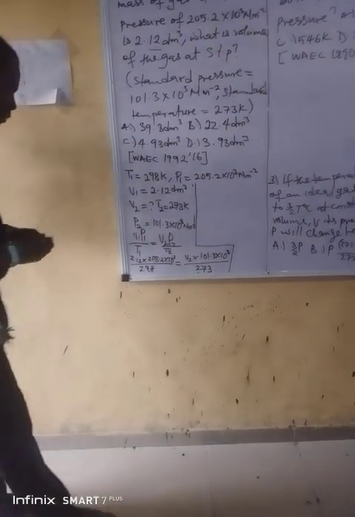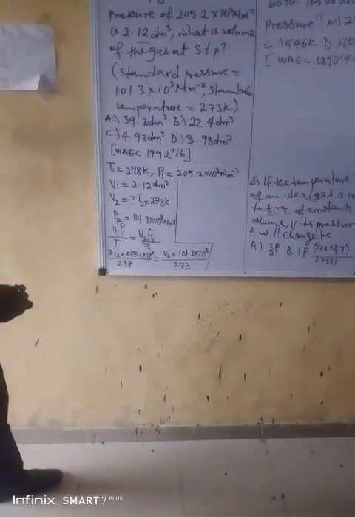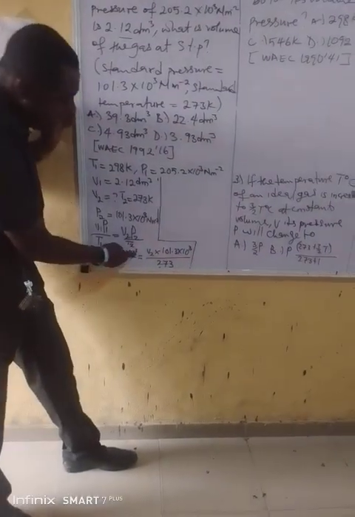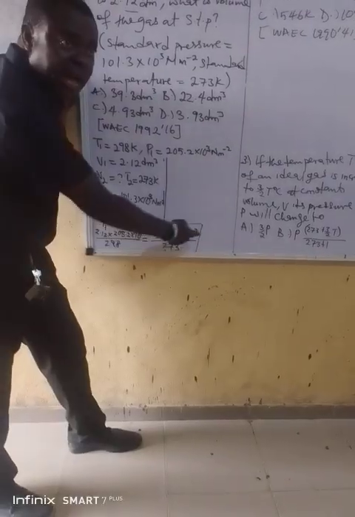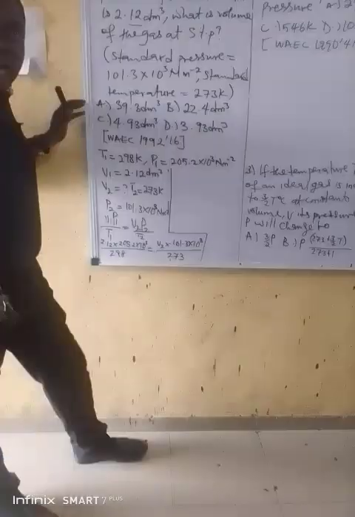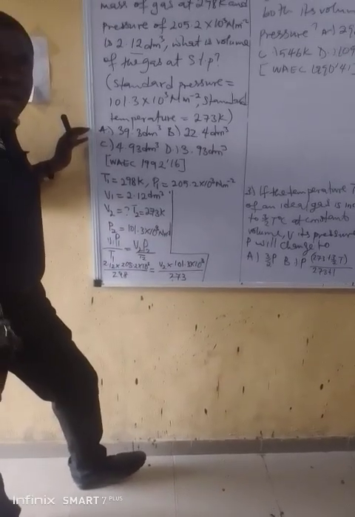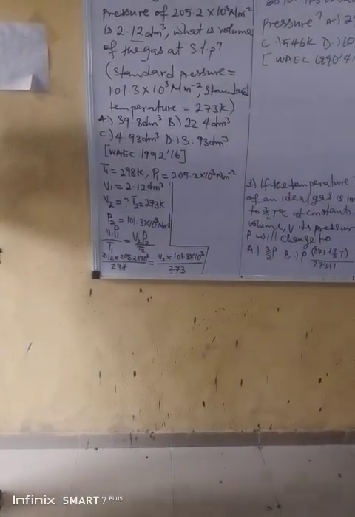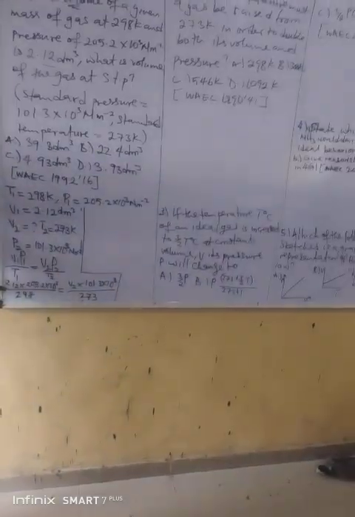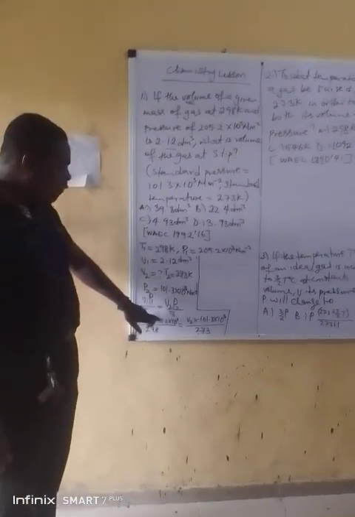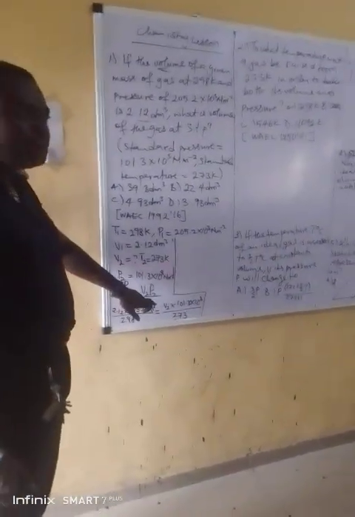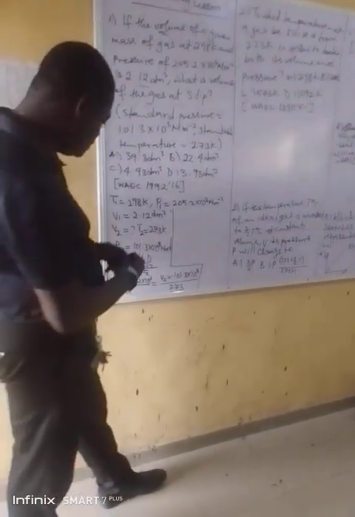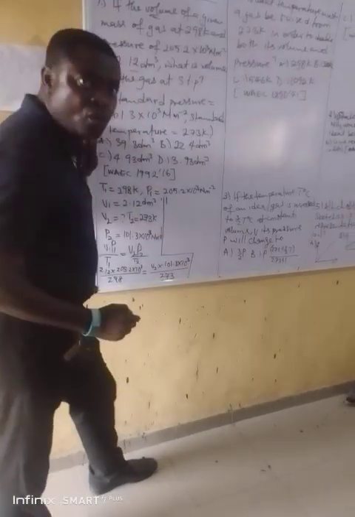Now let's see what to do here. This 10 to the power 3 is common, and then they can cancel each other. Can they? Yes. Or if you don't want, evaluate what is here for me: 2.12 times 205.2 times exponential 3. What's the answer?